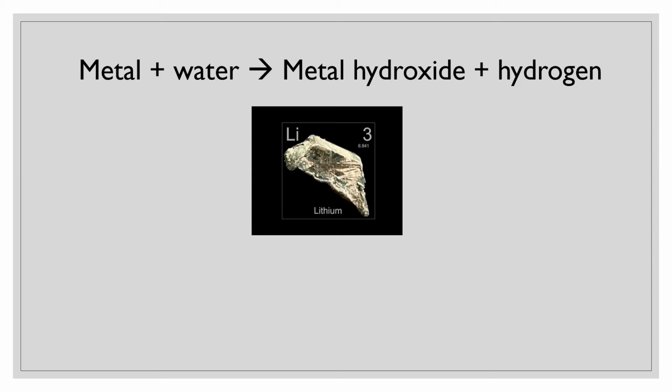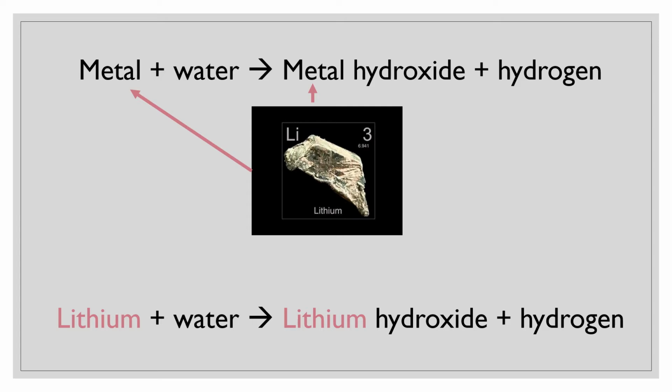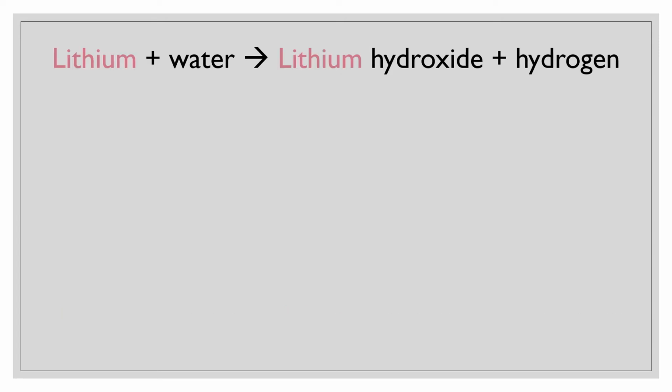So if you're going to write your word equation, remember all you do is you exchange the word metal for lithium in this case. And again, in metal hydroxide, we exchange the word metal for lithium. So instead of it reading metal plus water will produce metal hydroxide plus hydrogen, what we will have is lithium plus water will produce lithium hydroxide plus hydrogen for this particular experiment. Word equations are handy enough.